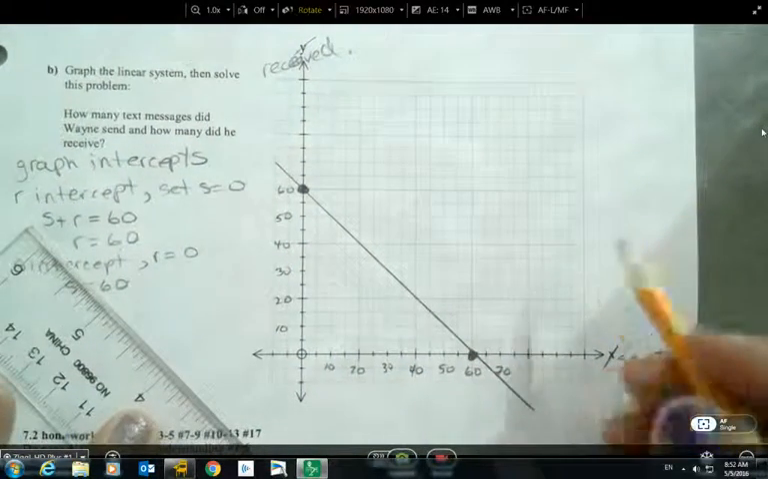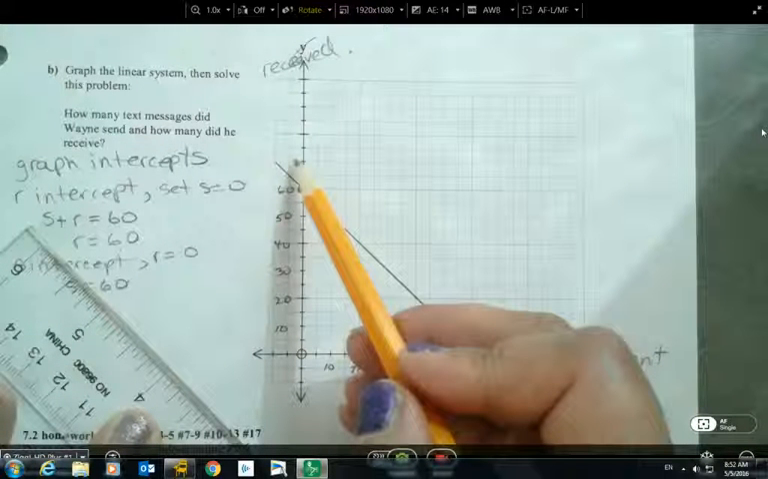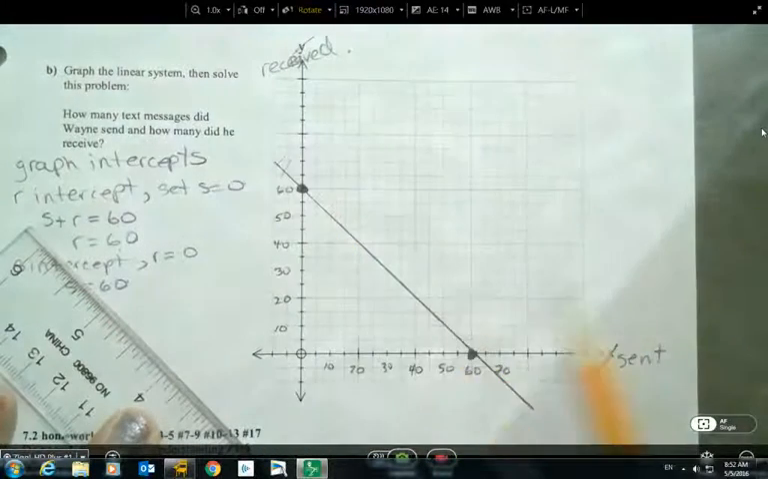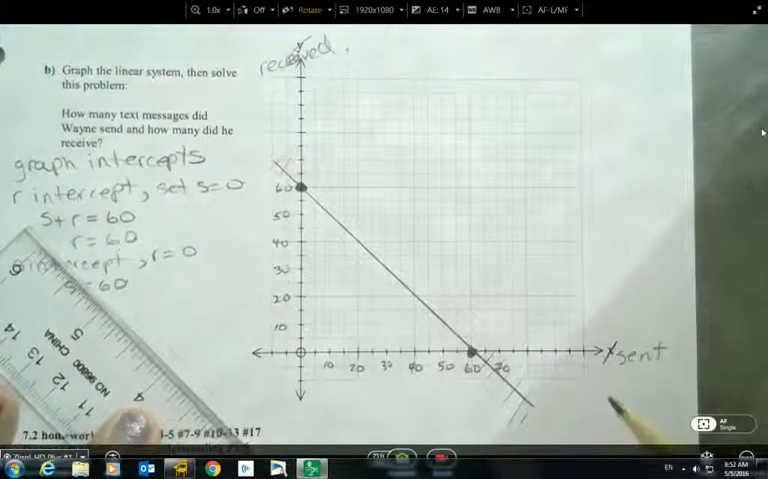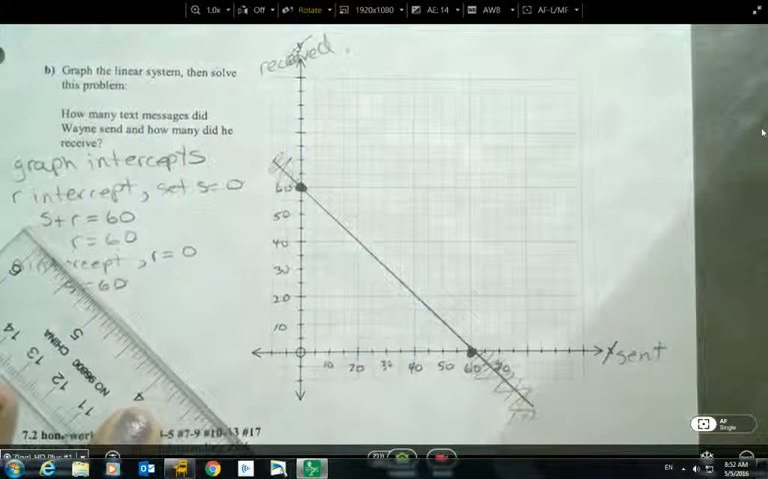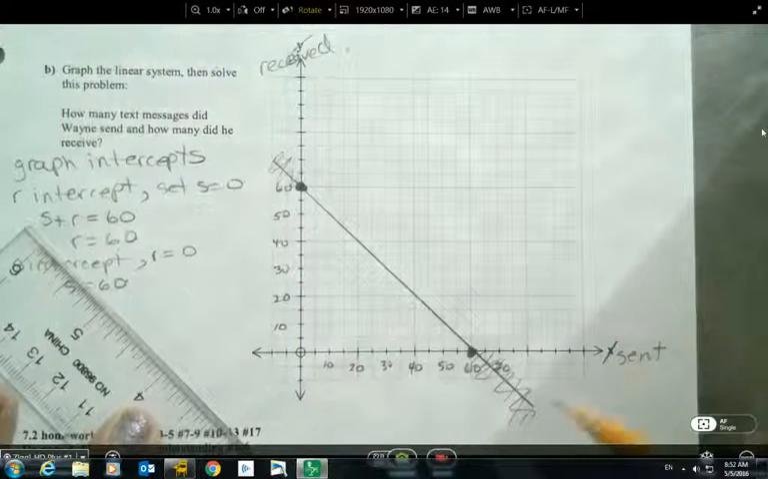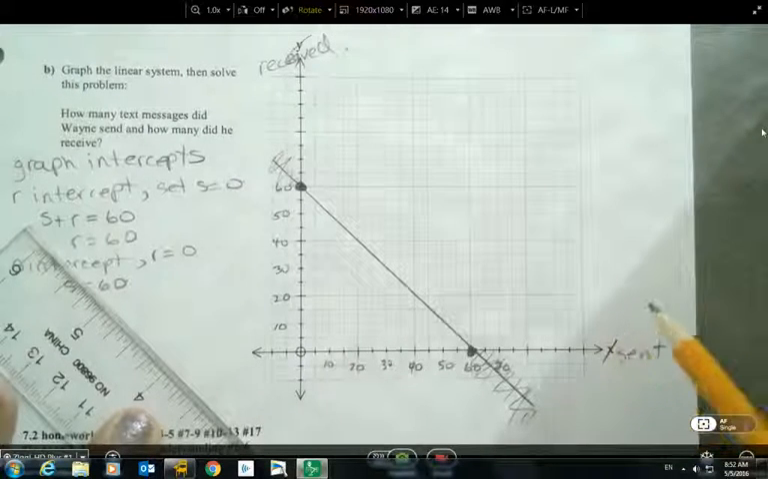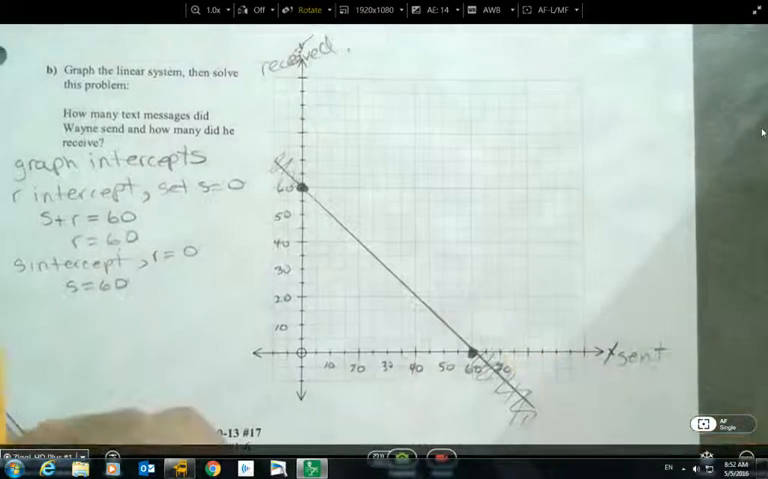All right, now what can I say about these values that go beyond the x and y axis here? What can I say about that part of the line? Does it exist? Does that exist here? No. So I can erase that so that I am not worried about that, because I'm not going to send negative text messages. All right.